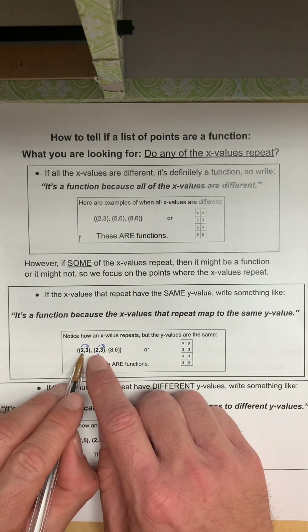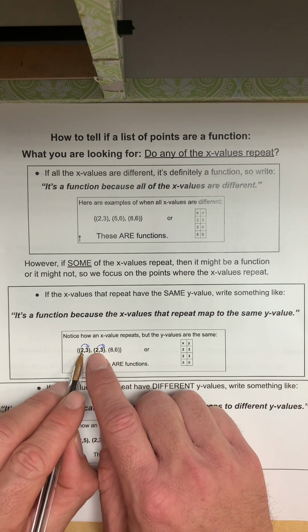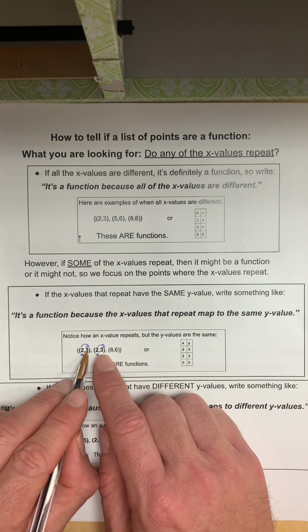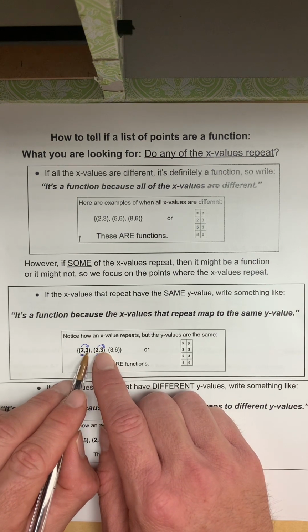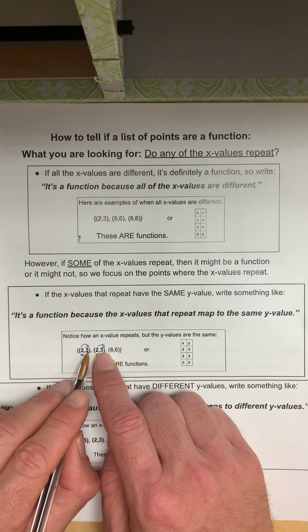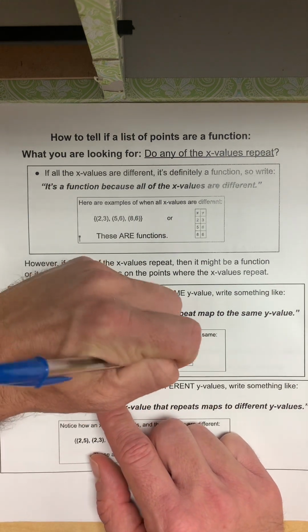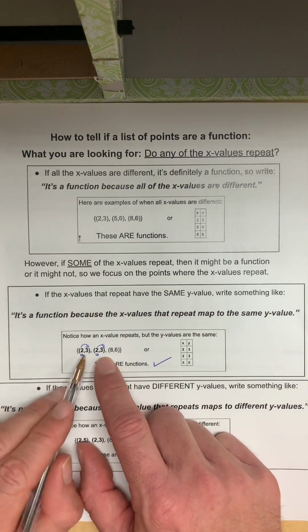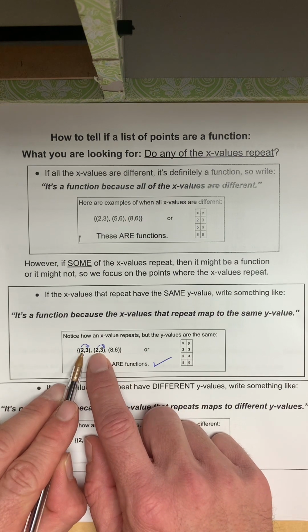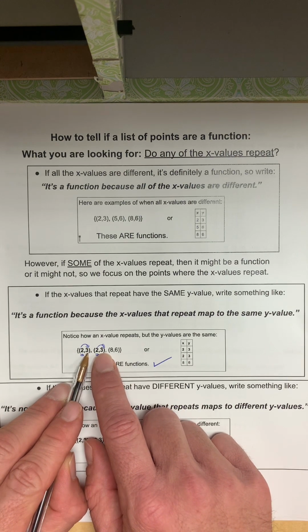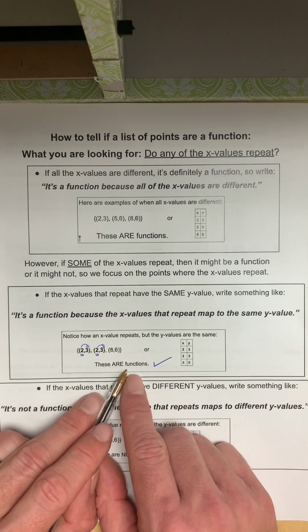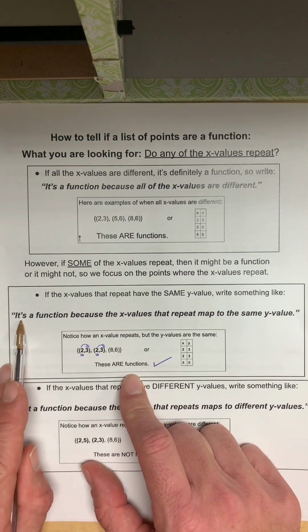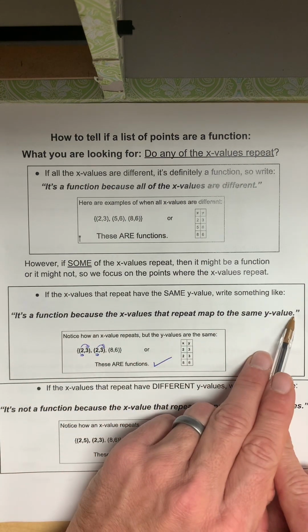Let's look at this first one here. Do you see how the x values repeat, but the y values are exactly the same as well? When that happens, it's still a function, okay? So if the x values repeat, but the y values are exactly the same as well, it's still a function. And if that's the case, you could write something like this.